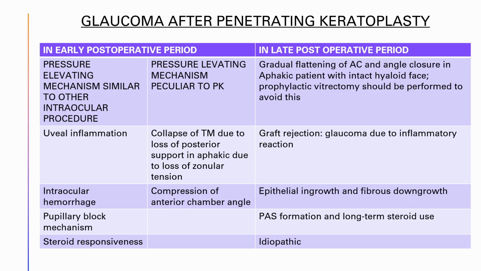Then in the late postoperative period, the mechanism can be gradual flattening of the anterior chamber and angle closure in aphakic patients with intact hyaloid phase, and prophylactic vitrectomy should be performed to avoid this complication. In graft rejection cases, the glaucoma can be due to deposition of inflammatory debris over the trabecular meshwork, or there can be epithelial ingrowth or fibrous downgrowth. In pupillary block mechanism, there can be PAS formation and long-term steroid use, or it can be idiopathic.